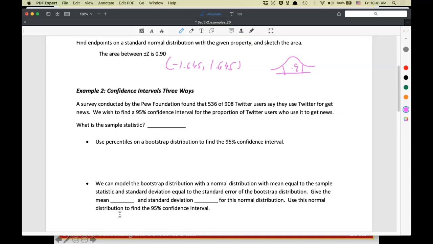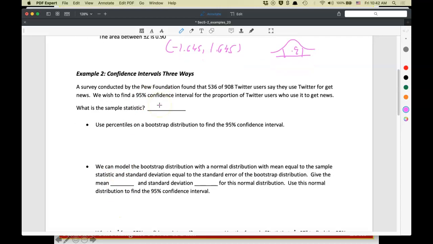All right, so let's go ahead and do confidence intervals in 3 ways to make the connections that we wanted to see for this section. And I'm going to do this in R. A survey conducted by the Pew Foundation found that 536 of 908 Twitter users say they use Twitter to get news. We wish to find a 95% confidence interval for the proportion.